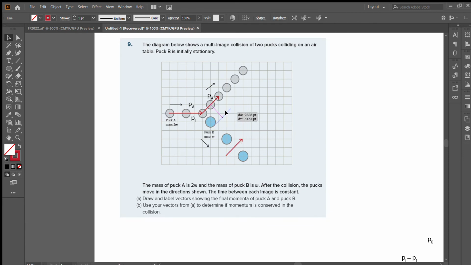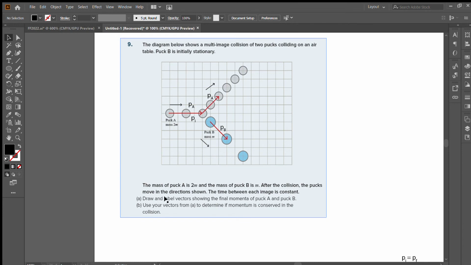So similarly, we'll just put this in the center of puck B. Since it's only m, we only need to go over 2 images. Looks a little bit like that, and we'll label that as well, puck B. So now we've done part A. We've drawn vectors showing the momentum of puck A and puck B before and after the collision.